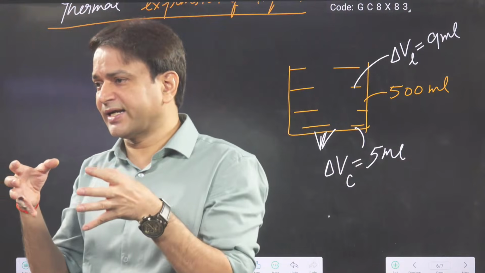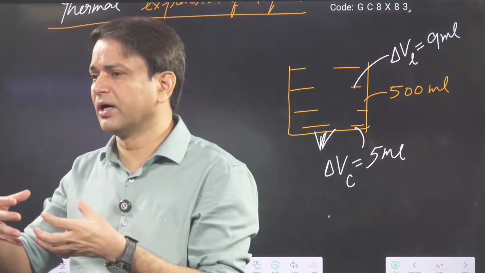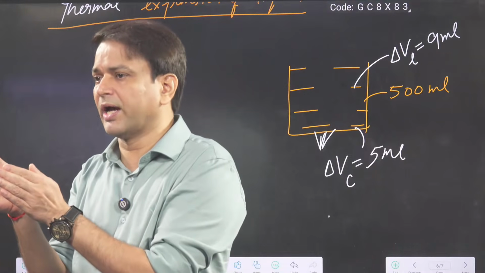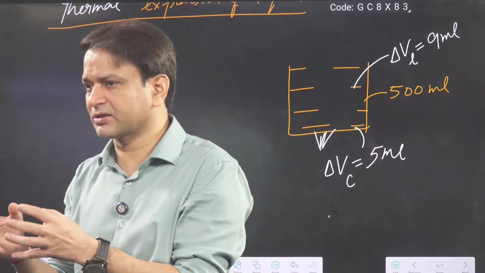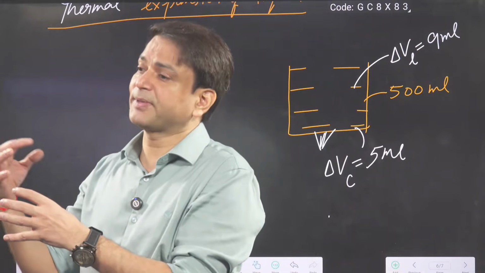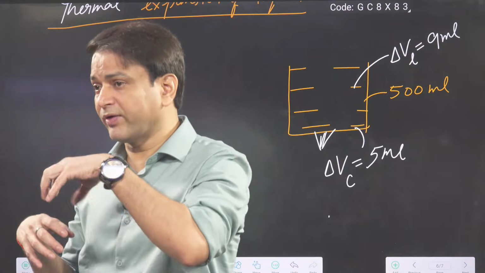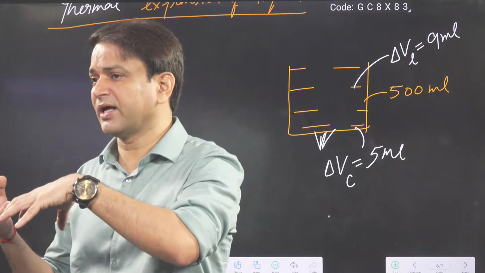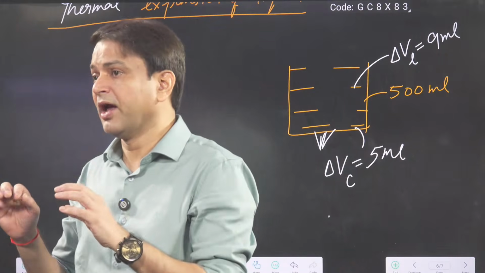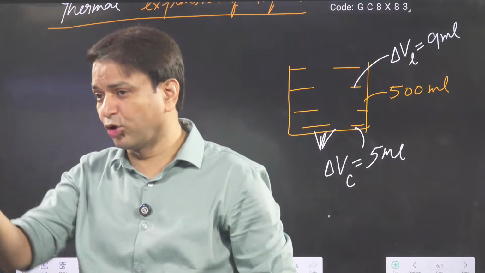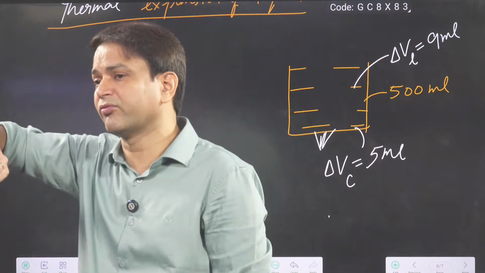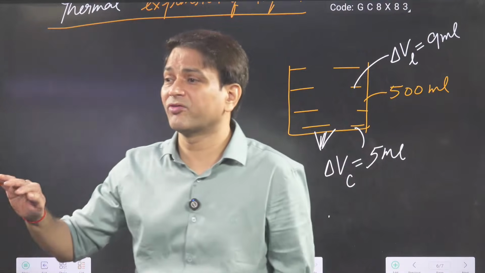Now by the expansion of the container, 5 ml of extra volume is created. But the liquid expanded by 9 ml. So the extra 5 ml of container space will be filled by 5 ml of liquid. But still 4 ml of liquid will remain. So what will happen? Now there is no place in the container, so 4 ml of liquid will come out. It means 4 ml of liquid will overflow.